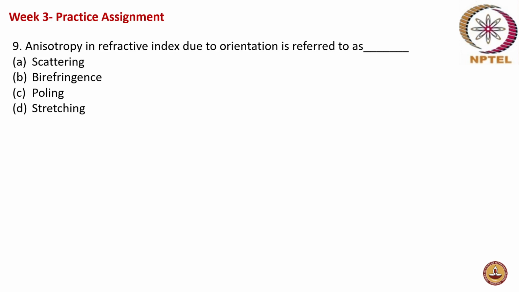Okay, sorry, I hope you would have seen the answer also. Anyway, let's see the question. Anisotropy in refractive index due to orientation is referred to as, is it referred to as scattering, or birefringence, or poling, or stretching? What is it called? Anisotropy in refractive index due to orientation.